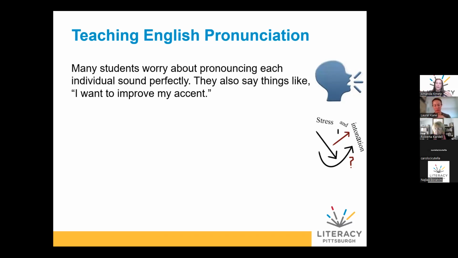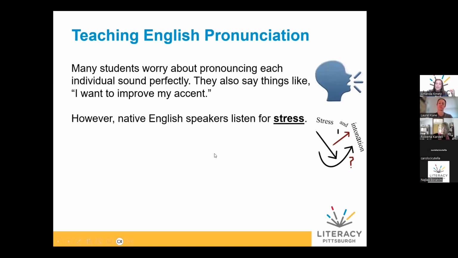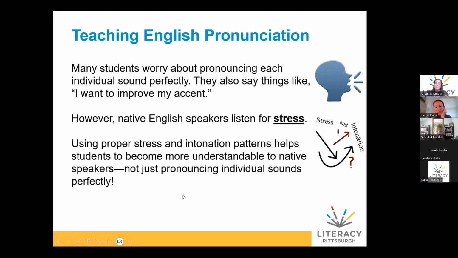So for students to have this goal that I want to get rid of my accent, it's not really something that's very realistic. Native English speakers, rather than listening to the perfect pronunciation of individual sounds, actually listen for the stress. That's how we hear things. And I think once you can help your students to understand that using proper stress and intonation patterns are actually what's going to help them become more understandable to native speakers, not just pronouncing individual sounds perfectly.